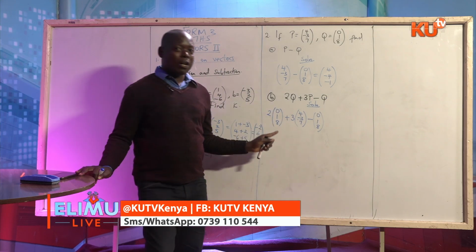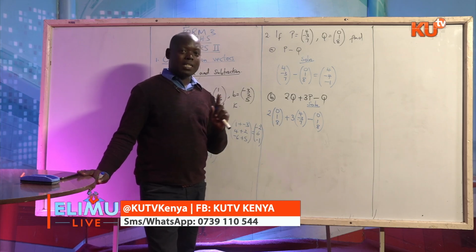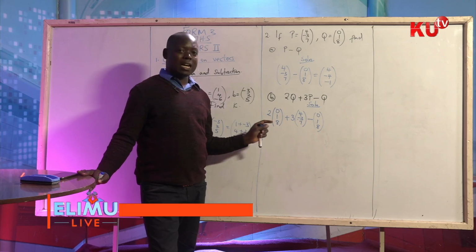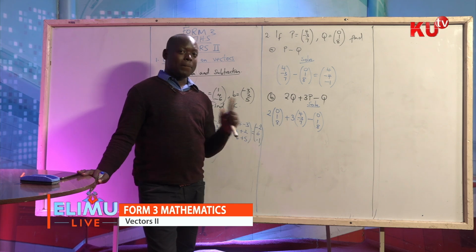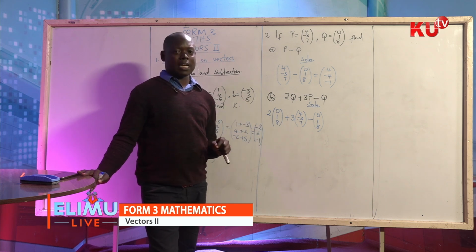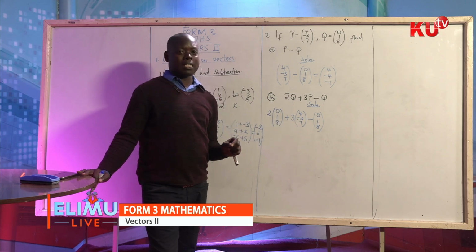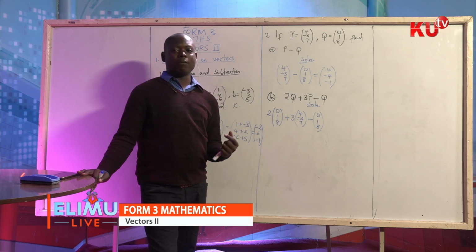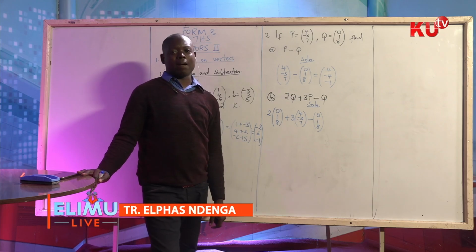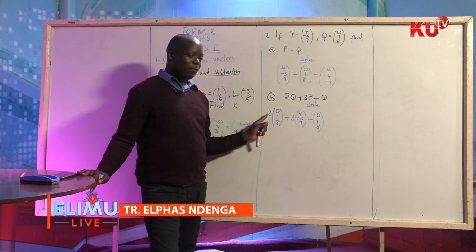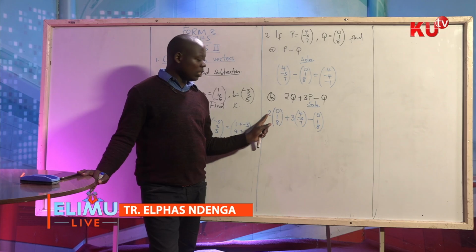This is what we call scalar multiplication of vectors, students. A scalar is any quantity that multiplies a vector. Our vector Q is being multiplied by 2, so 2 qualifies to be a scalar. Our vector P is being multiplied by 3, so it qualifies to be a scalar. When doing scalar multiplication of a vector, you distribute the scalar into the vector. For this case, 2 will be 2 times 0, 2 times 1, and 2 times 8.